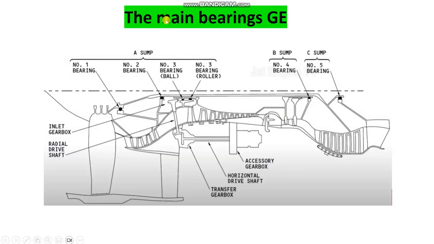Here are the main bearings, such as on the GE engine. Look here, the bearings have numbers: number 1, number 2, number 3, number 4, and number 5. The bearings here are in the sumps: B sump, C sump, A sump. All these bearings are in the A sump. So you now know the sump contains the bearings and gears.